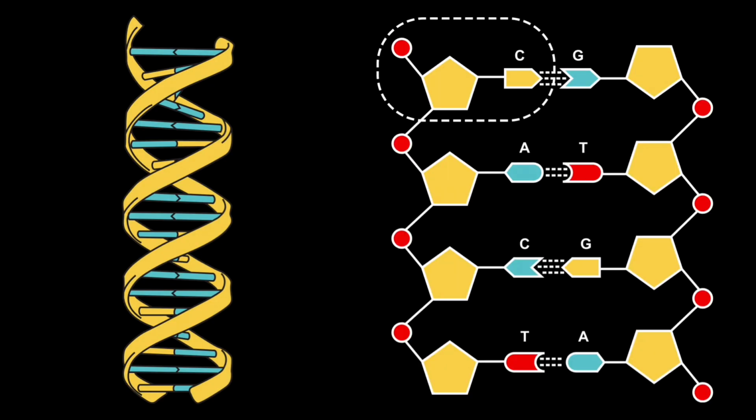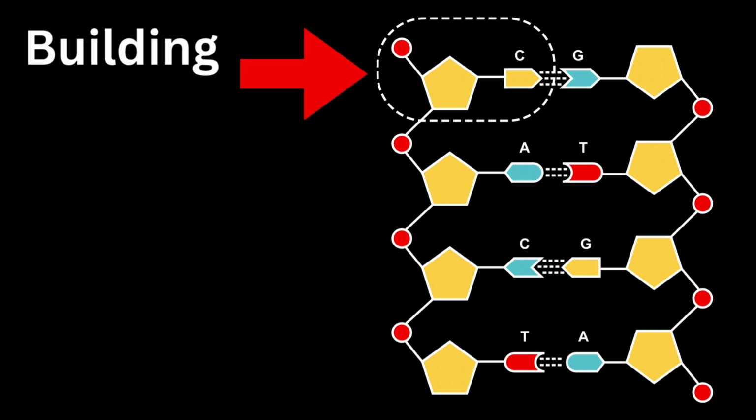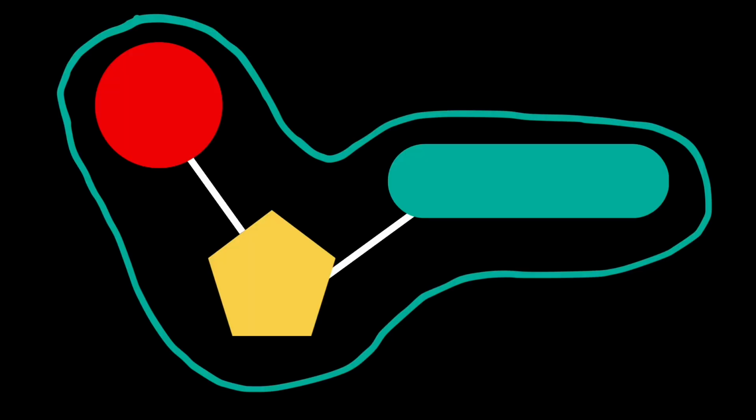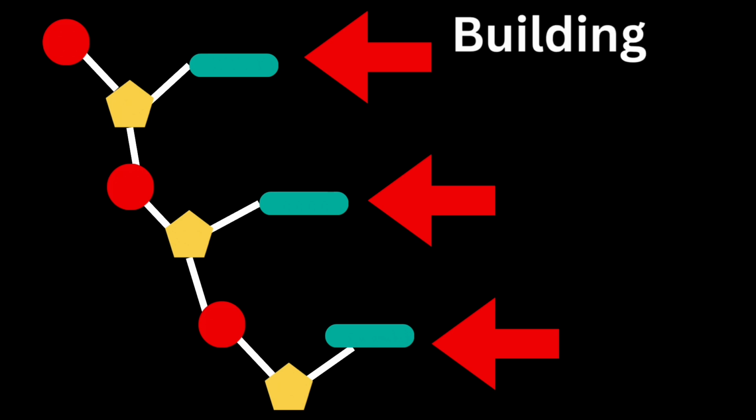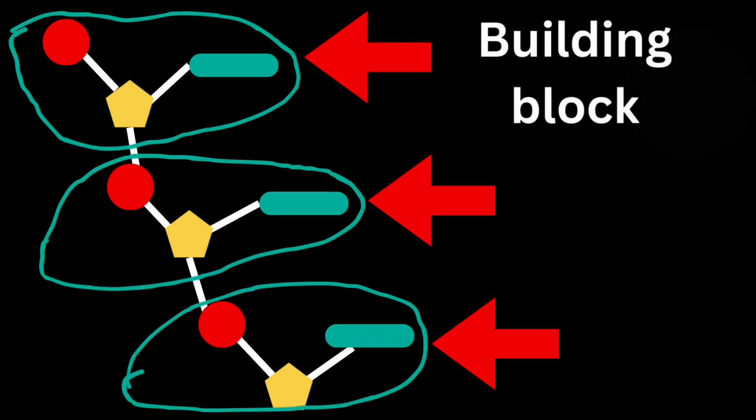Let's look at the DNA molecule more closely. If you zoom in, it looks something like this. You can see it's made of repeated building blocks and one of the building blocks has been circled. Here's a simplified version of it and you can see that it's got 3 parts. These building blocks are joined together to make one chain of DNA. I've circled each building block so you can see it more clearly.